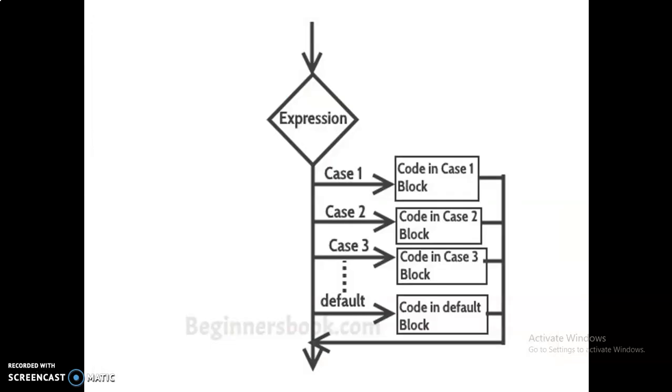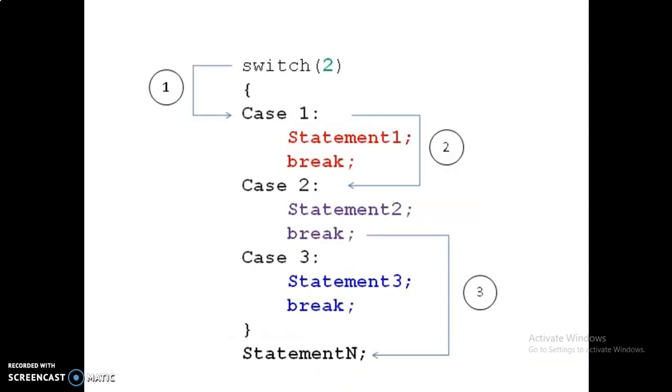So this is the flow diagram of the switch case. This is the expression, a variable of integer or character type. If the expression value matches case 1, it will execute the case 1 block. If it matches case 2, it will execute the case 2 block, and like that it goes on. If no match occurs, it will execute the default block code and go to the next statement. This is the flowchart of the switch case in C.